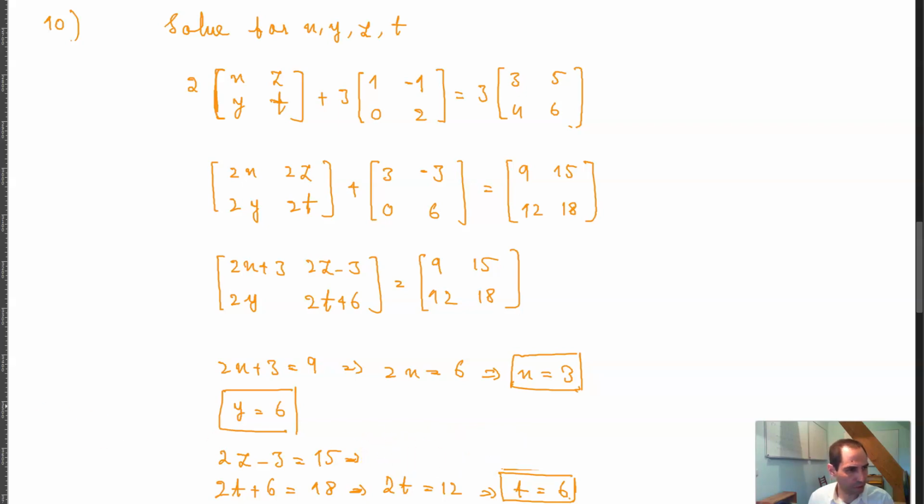I did make a mistake here. Okay, so 2z is equal to 15 plus 3, which is 18, meaning that z is equal to 9. Okay, that was question number 10.